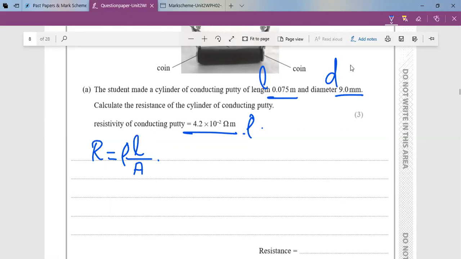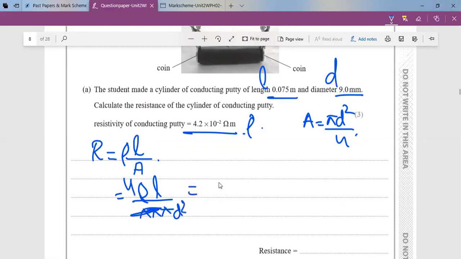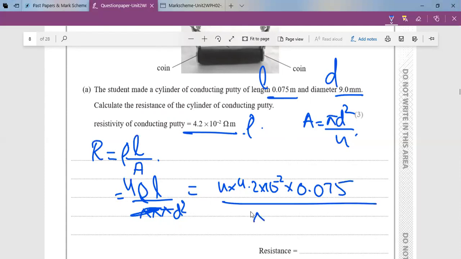Okay, and what's going to be the A? Pi r squared, or pi D squared upon 4, same thing. So now this is going to be rho L over pi D squared, and the 4 will go up. Now just please calculate the answer to this. 4.2 raised to the power of minus 2 times the length, which is 0.075, divided by pi multiplied by the diameter, which is 9 raised to the power of minus 3, squared. Okay, so what's the resistance?